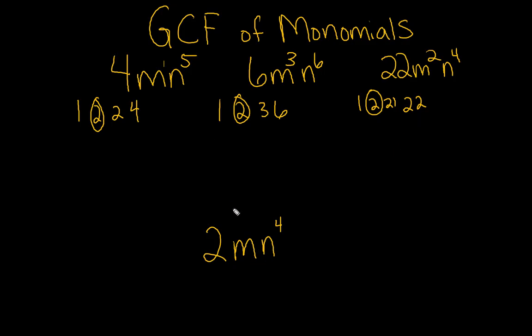So to conclude, our greatest common factor of those three monomials we started with is going to be 2mn to the fourth power.